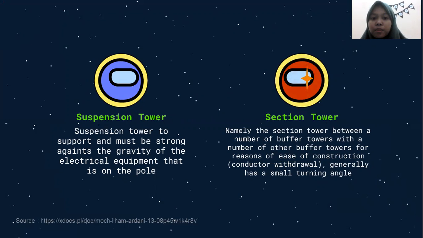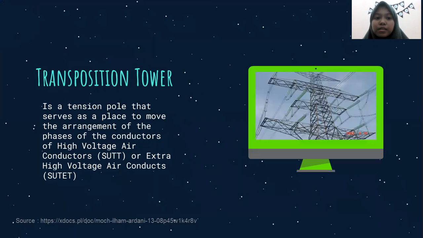Suspension tower is to support and must be strong against the gravity of the electrical equipment that is on the pole. And section tower, namely the section tower between a number of buffer towers with a number of other buffer towers for reason of ease of construction or conductor withdrawal, generally has a small turning angle. Transposition tower is a tension pole that serves as a place to move the arrangement of the pieces of the conductor of SUTT or SUTET air conducts.